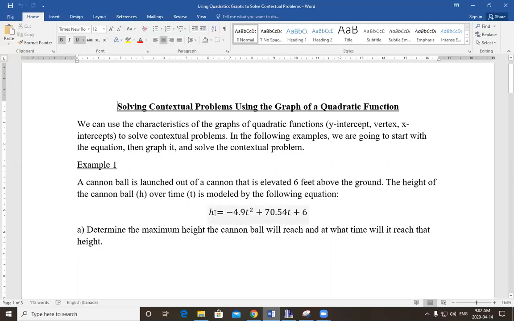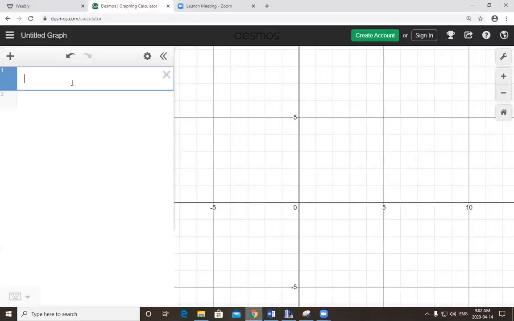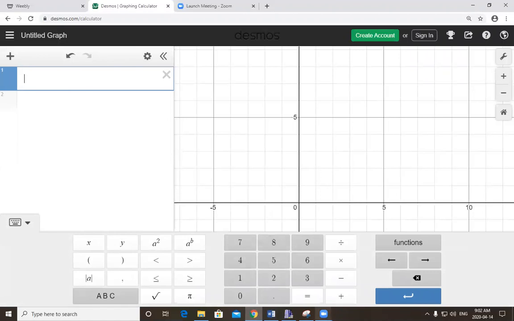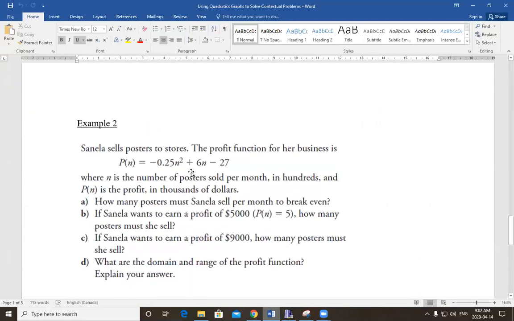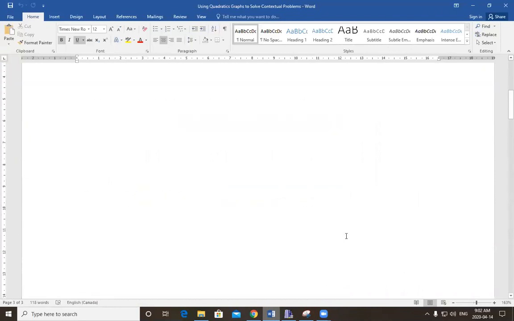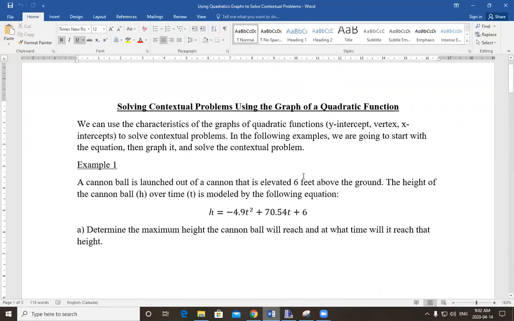So the general strategy would be that you start with the equation, you get that equation into Desmos, you graph it, you then snip the graph and put it into your Word document, and after you've got the important points, you go from there. In today's examples, you'll notice that the equation is given. If you're wondering what we do when the equation is not given, we'll be doing a later lesson on that this week.